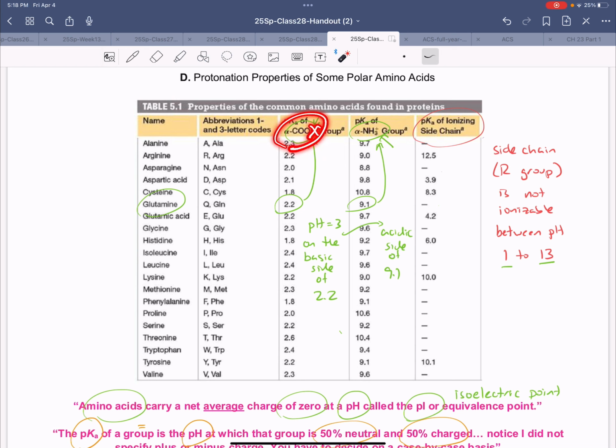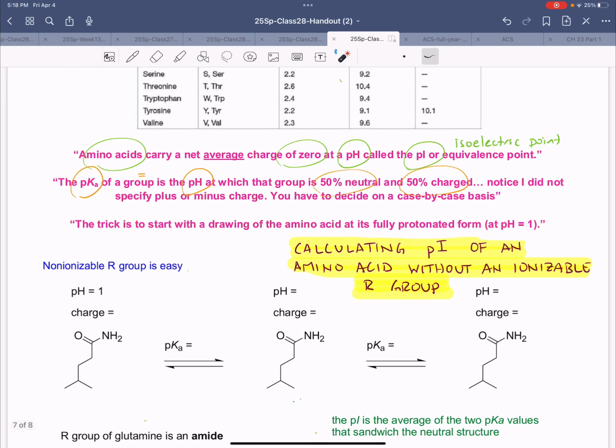When we get rid of the H. In this case, 50% are positive, 50% are neutral when we remove one of the H's. Okay, so pK is very interesting. It's literally the border between charged and uncharged. And so the trick to calculate the pI, finally, we get to look at calculating the pI.